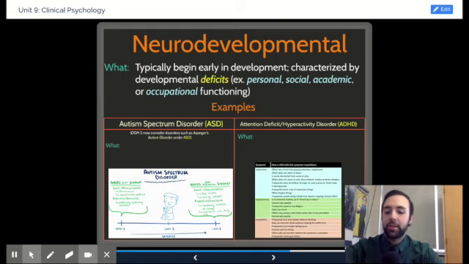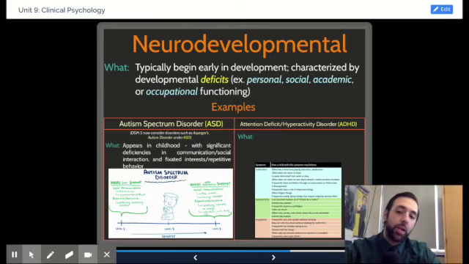But what's key here is that these line up during early development. Generally speaking, you wouldn't see the manifestation of these symptoms at 45 years old. That would just be highly unlikely. You would see these symptoms manifest much earlier in life. There are going to be two for our purposes.